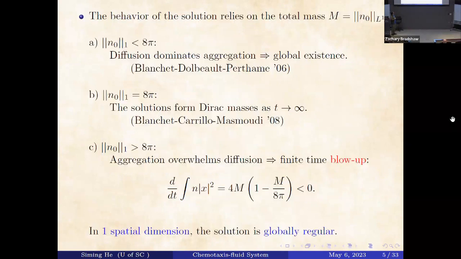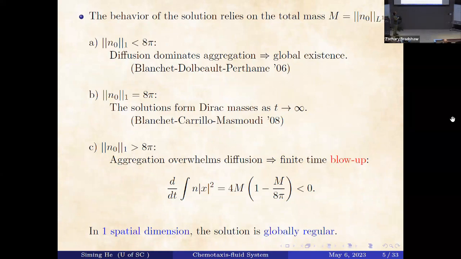Now I'm going to review a little bit of the literature here. If you have a bacteria here, it will secrete some chemicals, and the chemical gradient will point to the center here, and it will attract all the bacteria to come closer. At the end of the day, if you have a lot of cells in this petri dish, you'll form finite time singularities. That's the long-term behavior of this system.